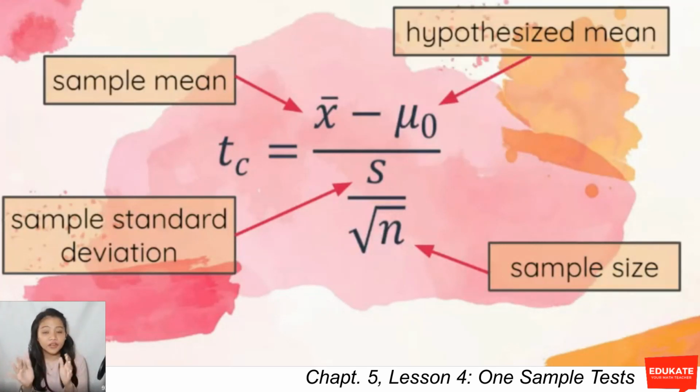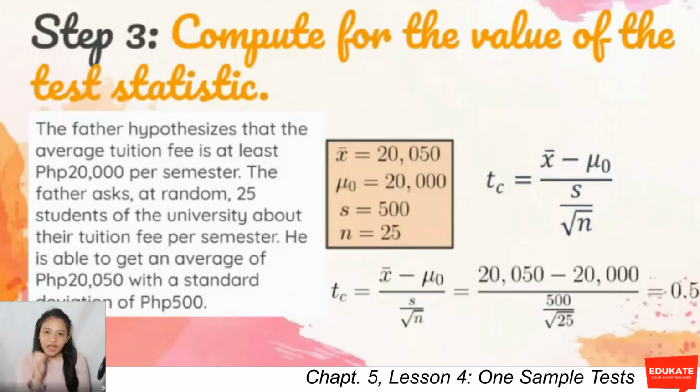All over the fraction, sample standard deviation. In the formula, the denominator would be n minus 1. It can also be computed from your scientific calculators. Divided by the square root of n, or the square root of the sample size. So for our step 3, compute for the value of the test statistic. Here, all the values of our variables are given, so let's just look for them in our problem.